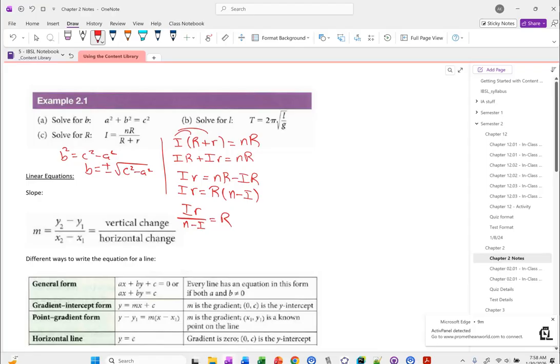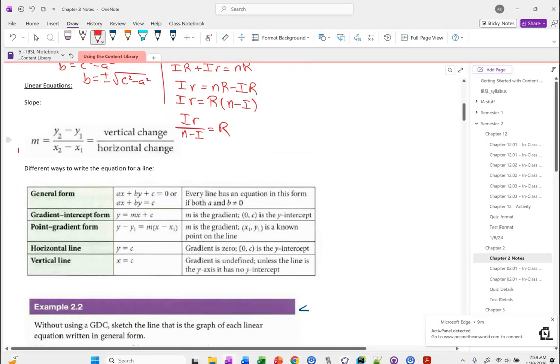y2 minus y1 over x2 minus x1. Okay. There are three ways to represent the equation of a line, a linear equation.